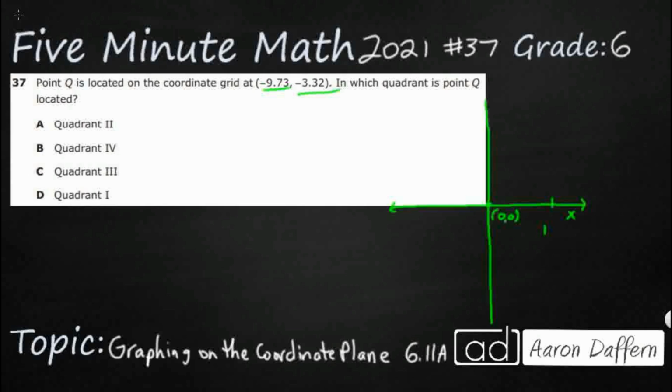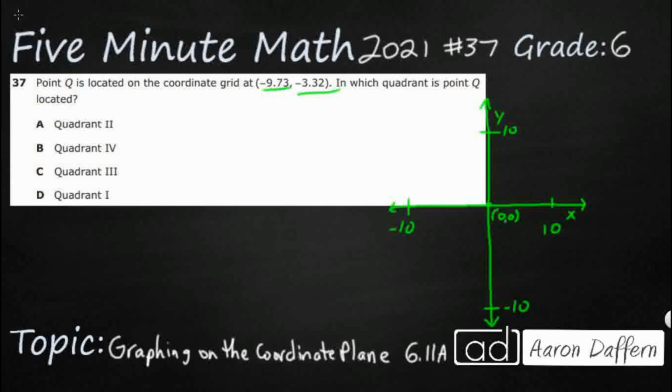As we move to the right of the origin, our x-axis is positive. As we move to the left of the origin, our x-axis becomes negative. That is something that we are very familiar with. And then when we move up and down, we have our y-axis. As we move up the y-axis, we have positive numbers. As we move down the y-axis, we have negative numbers.